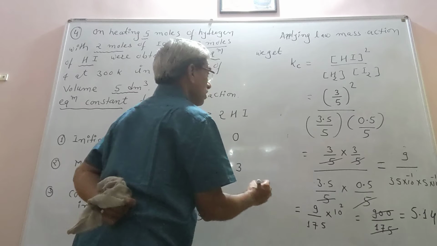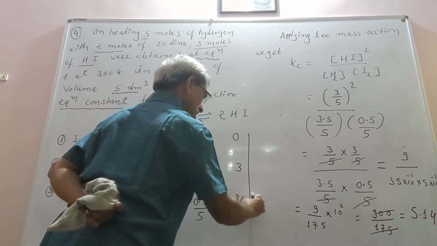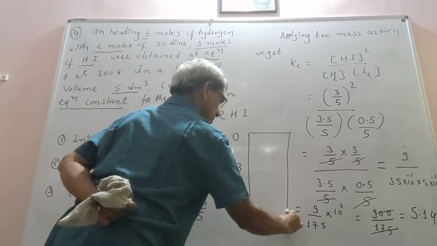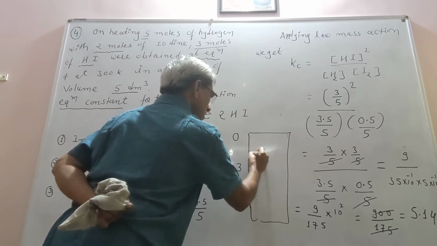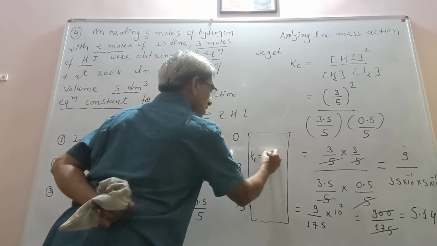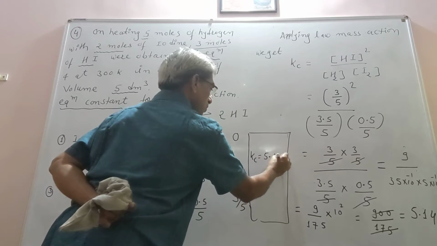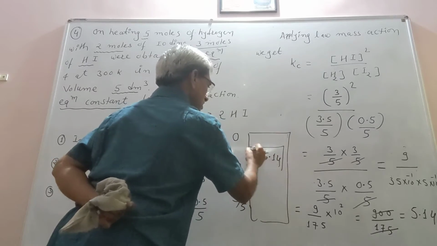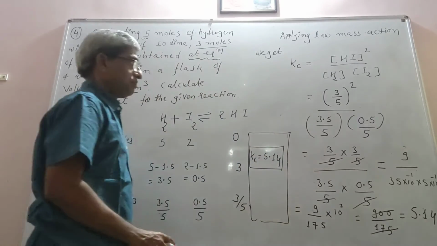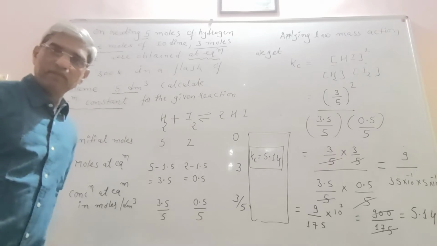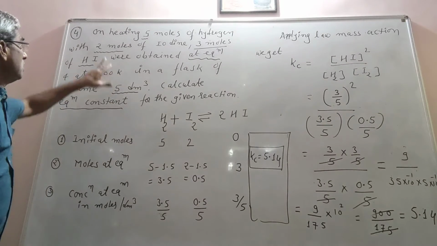5.14. And therefore, I will write here the answer: Kc equal to 5.14. This is your final answer. I will repeat the same in short.